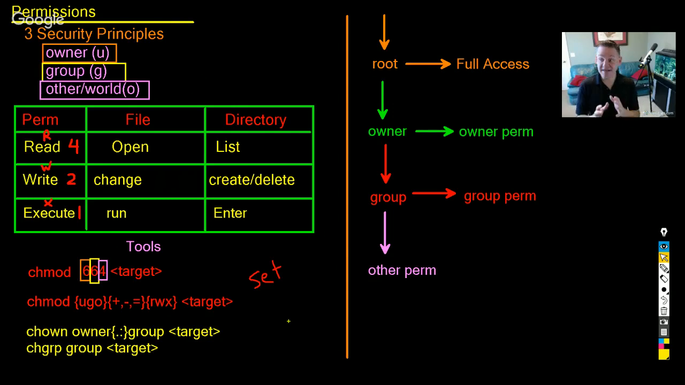All right, so that's sort of the basics here. We've got 3 security principles, we've got 3 permissions, okay? And then we looked at how these permissions are going to be applied. Okay? So let's take a quick look at an example, and then we'll move on.